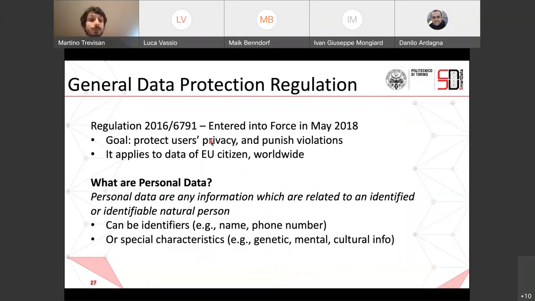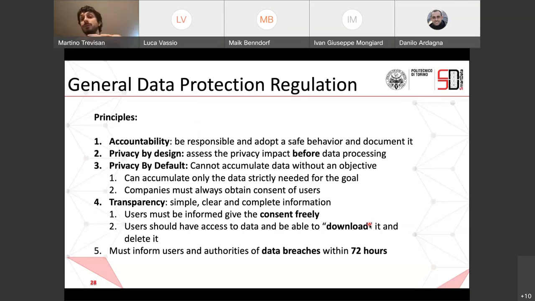The second law that I want to mention is the so-called GDPR. The GDPR is the General Data Protection Regulation, entered into force in 2018, that protects data from European citizens worldwide. And according to the GDPR, personal data is any information related to a person. So it can be identifiers like your name, your surname, or some characteristics of people like genetic, mental, or cultural information. I want to mention the GDPR because also as a researcher, if you need to collect some personal data, you must know the principles of the GDPR and you must respect them, also if you're researchers.